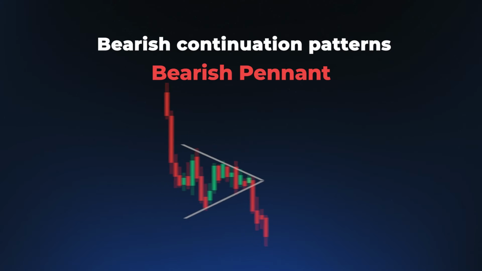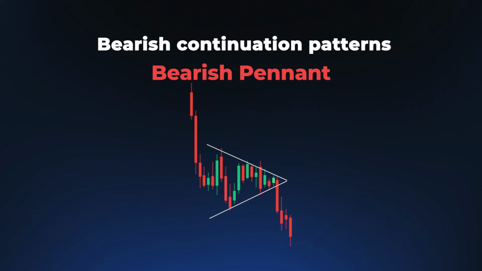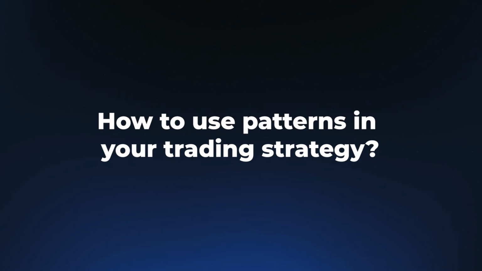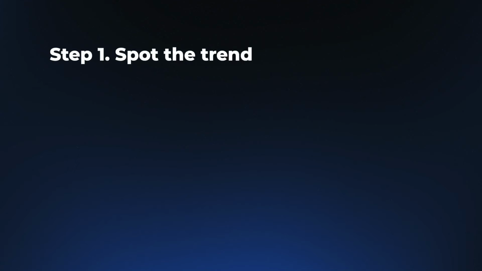Bearish pennant. A small consolidation after a sharp drop. This signals that bears are ready for another leg down. Most traders prefer to take a short when the price breaks below the pennant. Now that you know the patterns, here's how to use them in your trading strategy. Step 1. Spot the trend.